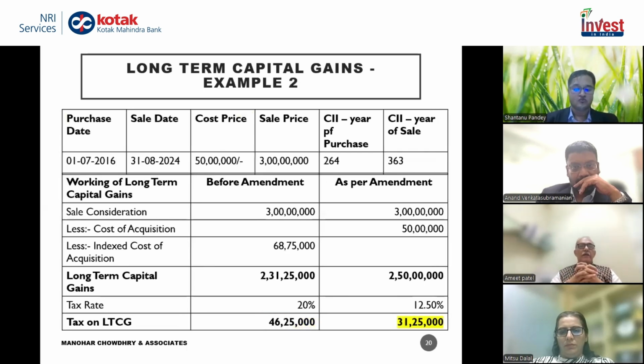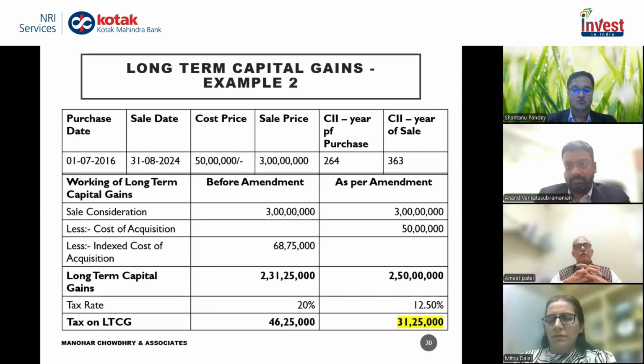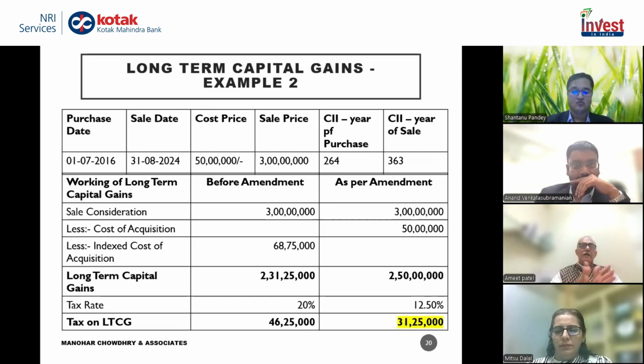Another example, property is bought on 1st July 2016, sold on 31st August 24 for 3 crores, and cost was 50 lakhs. In 2016, somebody had bought a property for 50 lakhs, it is being sold now for 3 crores. In this example, under the old regime, on indexed gain, the tax at 20% works out to 46 lakh 25. But under the new law, which is applicable to non-residents compulsorily, where you cannot index your cost, the tax liability is 31 lakh 25.